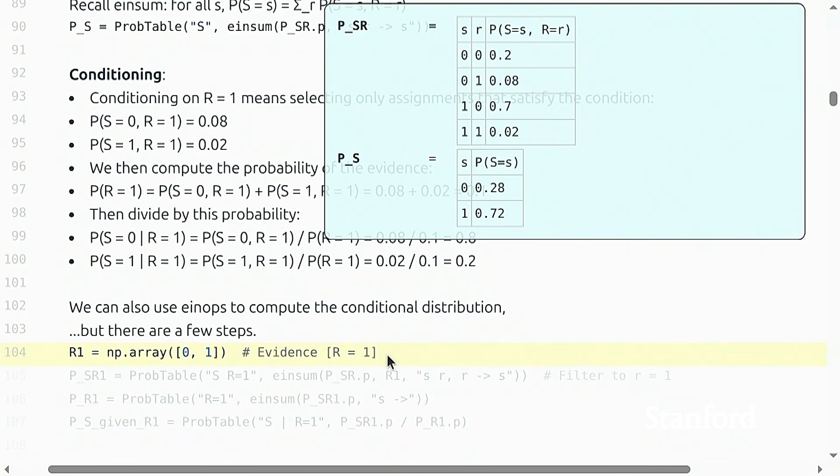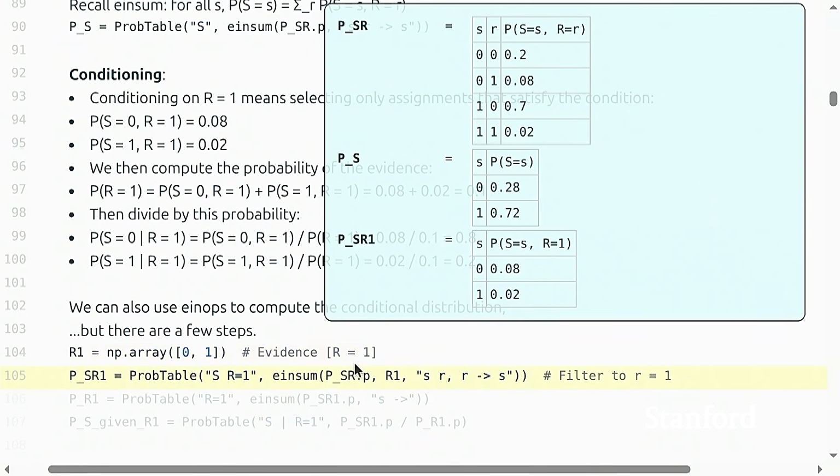Then what I'm going to do is take my joint distribution, P(S,R), this thing over here, and multiply it by R1. That's going to zero out a bunch of things. So now I have two tensors here. Just to keep track of the axes, the first tensor is labeled with S and R, and the second one is labeled with R. And then the output is S, because I could put R here, but R is always going to be 1 because that's what I selected for.